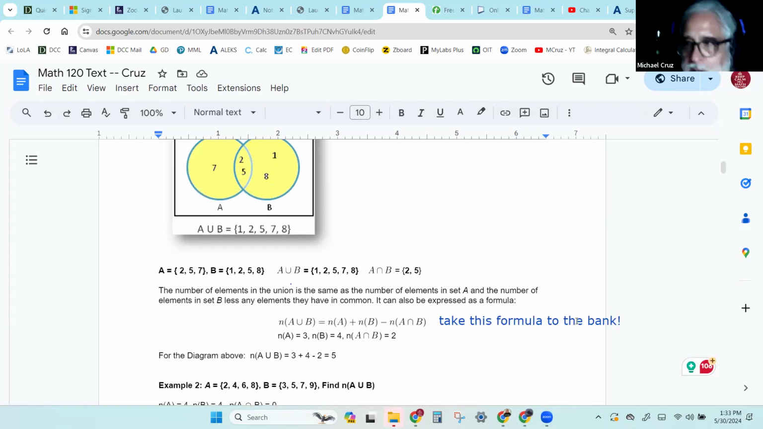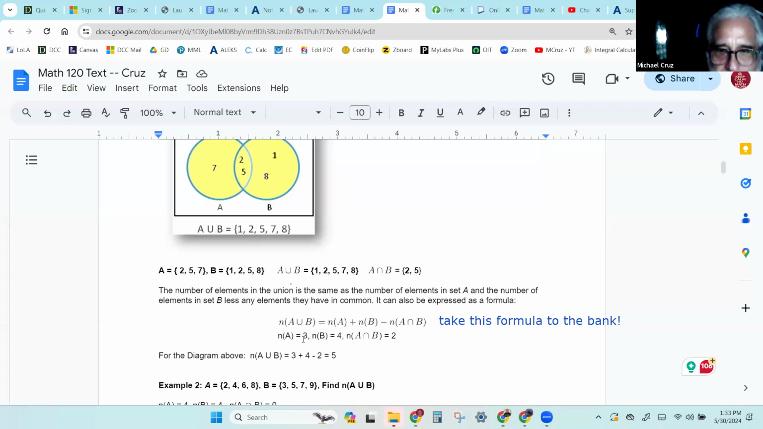Like I said, it's one of those things that's going to be very useful, and it'll also work in probability. All right, so let's work this out. If we want to find the number of elements in the union, now they've already told us there's 5 of them, but you'll notice that there's 3 in A and there's 4 in B, and if you add those up, that ends up being 7. Well, watch what happens.